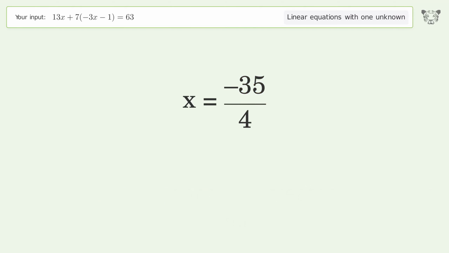And so the final result is x equals -35/4.